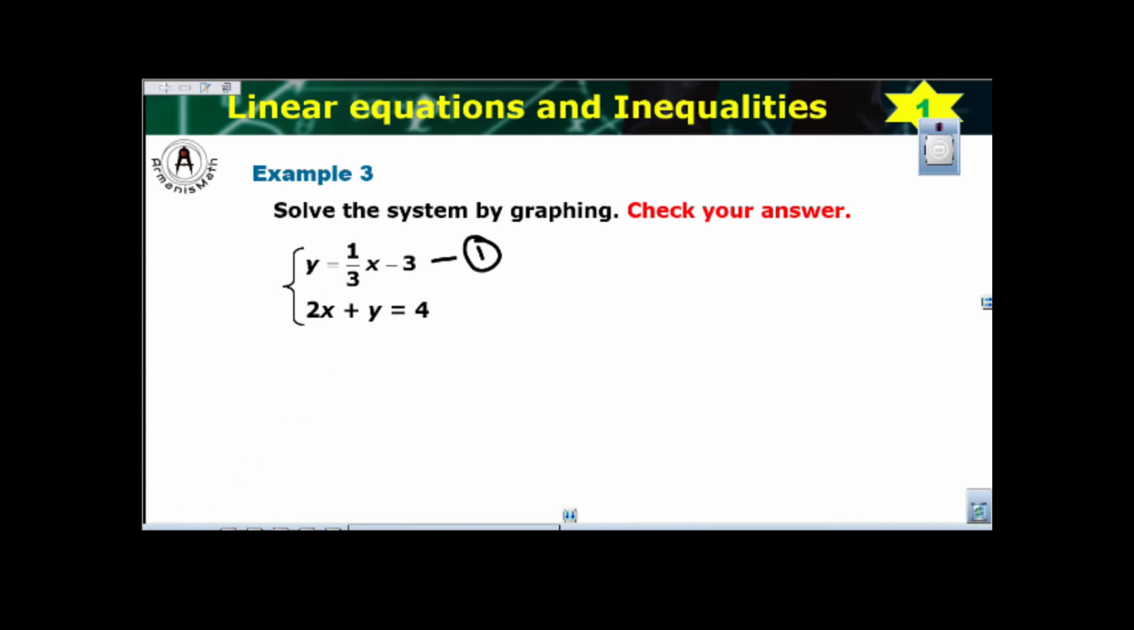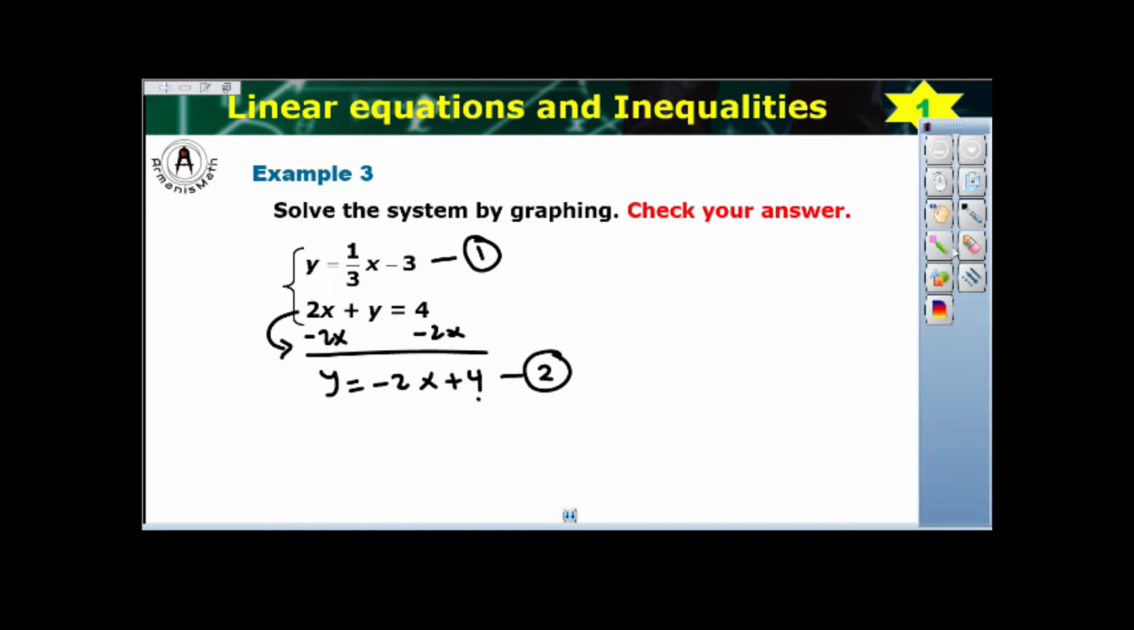So I'm going to make this one look like y equals mx plus b. And I could start perhaps by taking the 2x to both sides, right? -2x, which will give me y equals -2x plus 4, and that's going to be number 2. Okay, this is a 4 here. So I've got to take the first one, graph it, take the second one and graph it as well. Okay, so let's try that together.